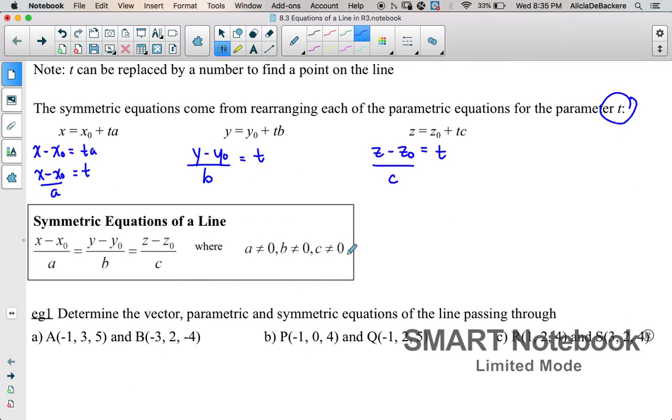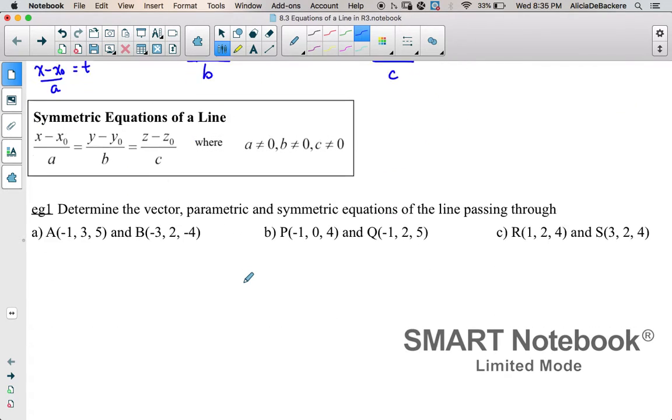Where a, b, and c cannot be 0 for each of these. And so remember that a, b, and c are part of my direction vector. So what we're saying is that the direction vector can't have a 0 in it for me to write an equation like this. Remember that the x naught, y naught, z naught will be numbers, and the a, b, c will be numbers. And so I'll just be left with these three variables x, y, z when I fill in these equations.